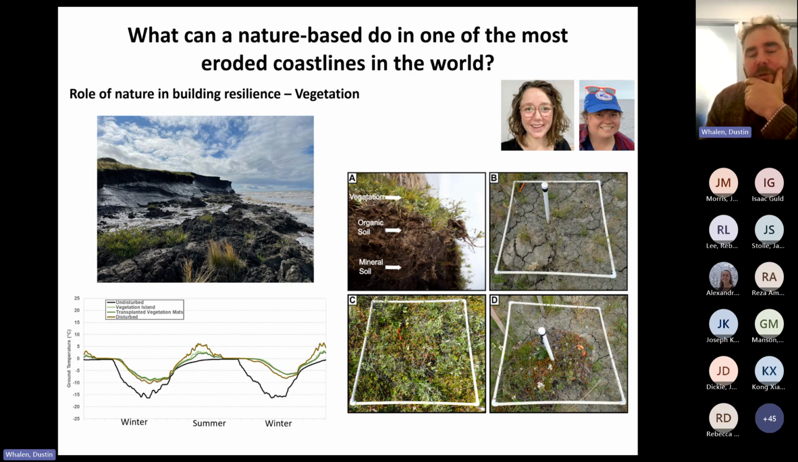So I think unless you can create accommodation space or a spot for this material to flow, then it's really just going to flow out to sea and all the vegetation with it every time.